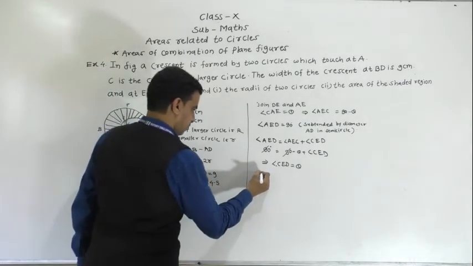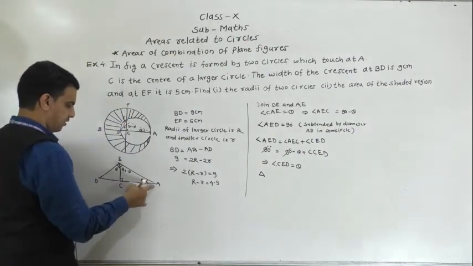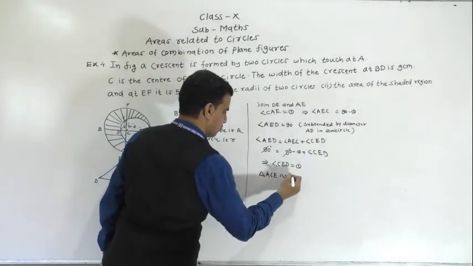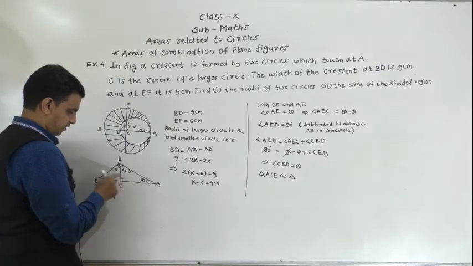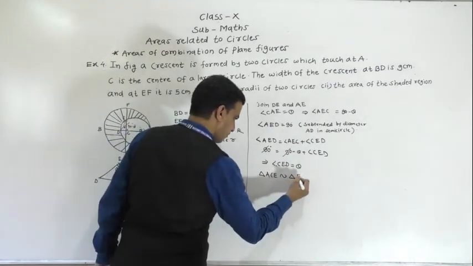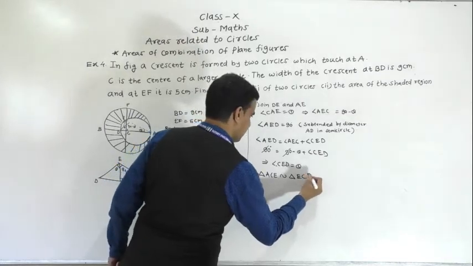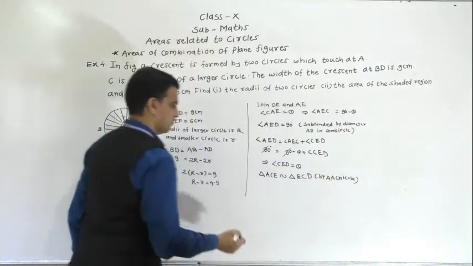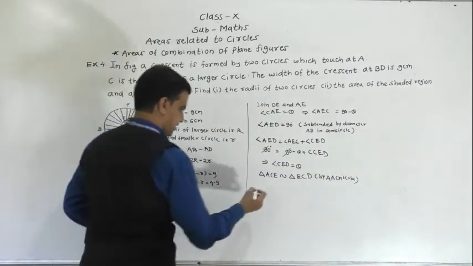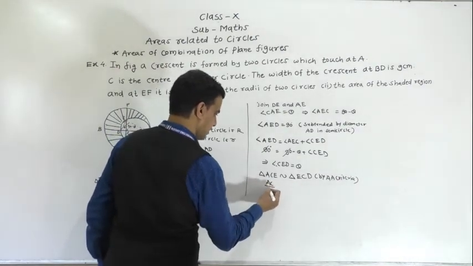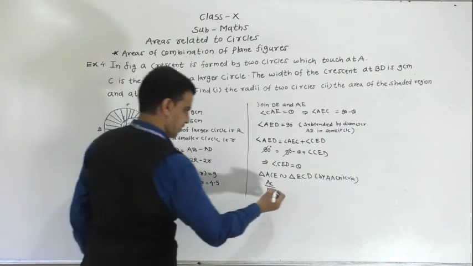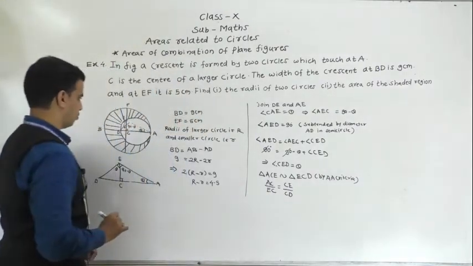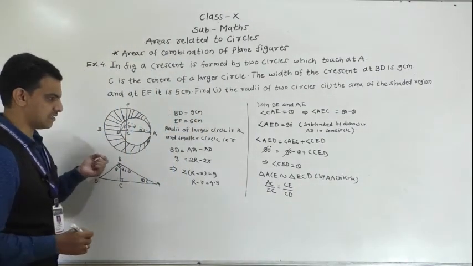So here I am writing triangle ACE similar to triangle, now A is theta, so here E is theta, so E, C and D by AA criteria. Okay, so if triangles are similar, we can take sides in proportion. So AC by EC is equal to CE by CD. Now we have to put the values of AC, EC and CD.